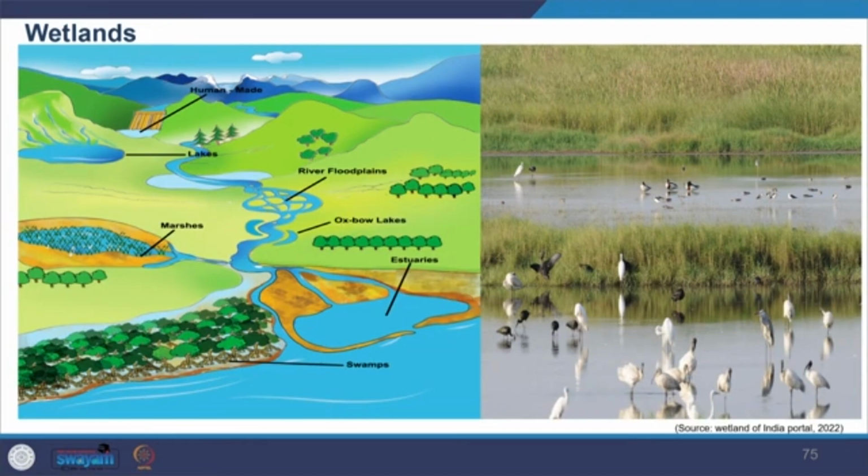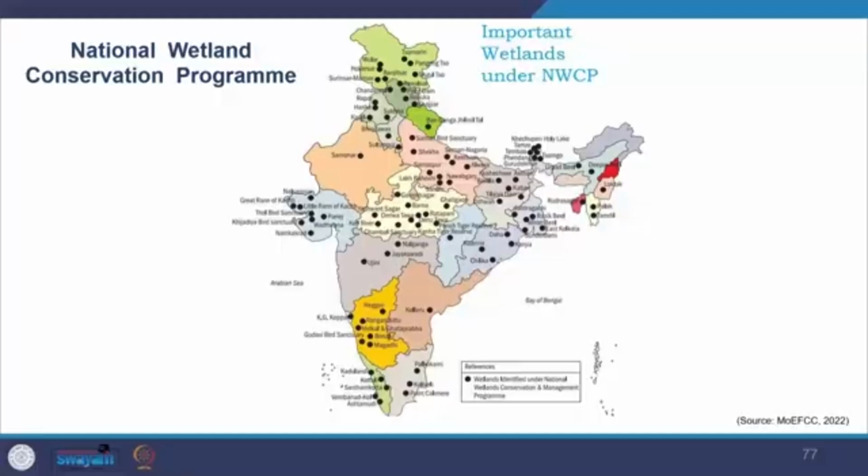Regarding that, we have the National Wetland Conservation Program which protects it. The Government of India has been implementing the National Wetland Conservation Program in collaboration with the state governments and union territories. And under this program, 100 plus wetlands have been identified till now by the ministry, which require urgent conservation and management intervention. So you can see the entire map here.